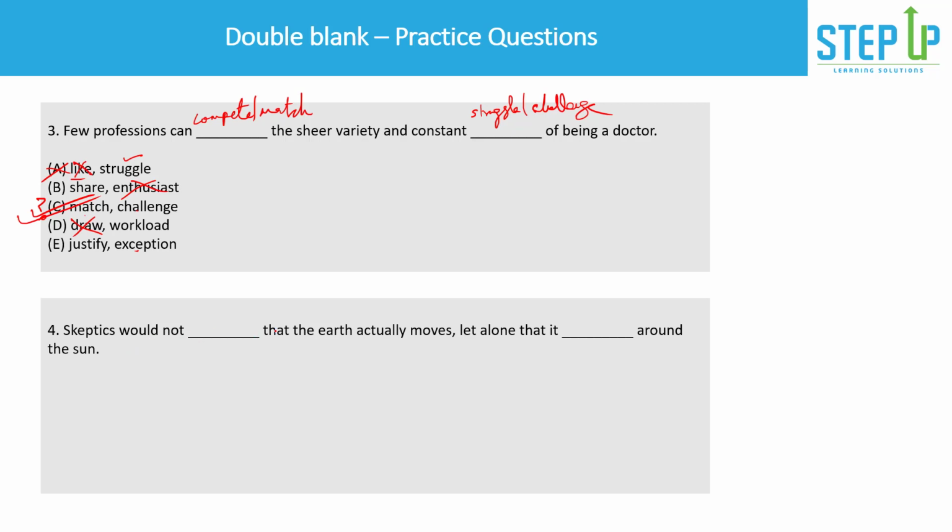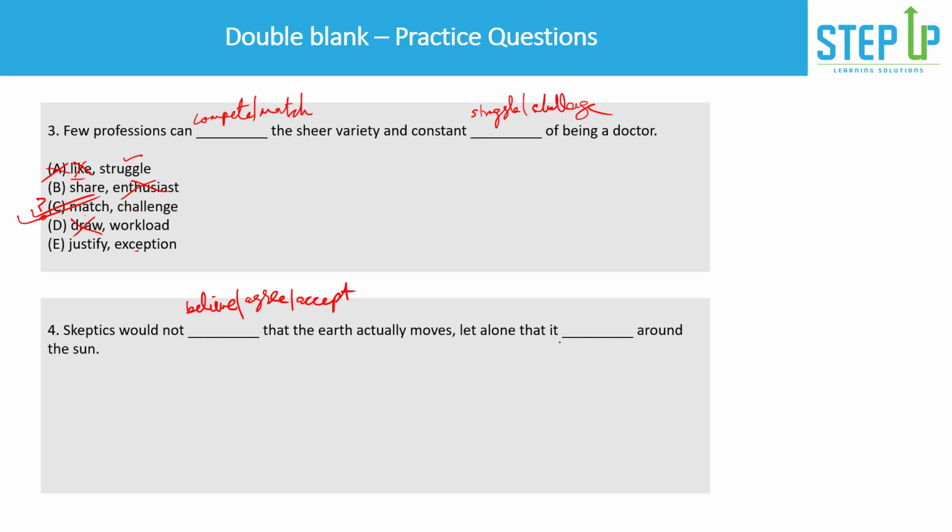Skeptics would not dash that the earth actually moves, let alone that it dash around the sun. So who are skeptics? Skeptics are the non-believers. So they would not what? They would not believe, they would not agree or accept something, right? Skeptics would not dash that the earth actually moves. So they don't accept, they don't believe that the earth actually moves, let alone that it dash around the sun.